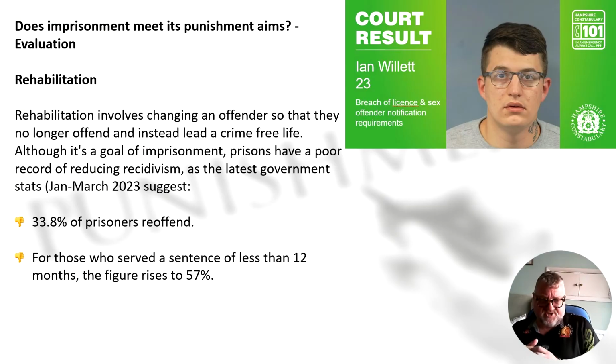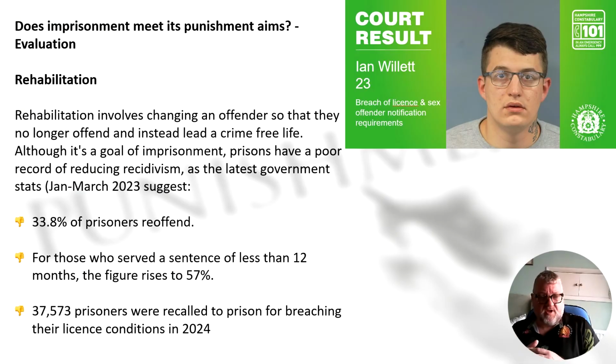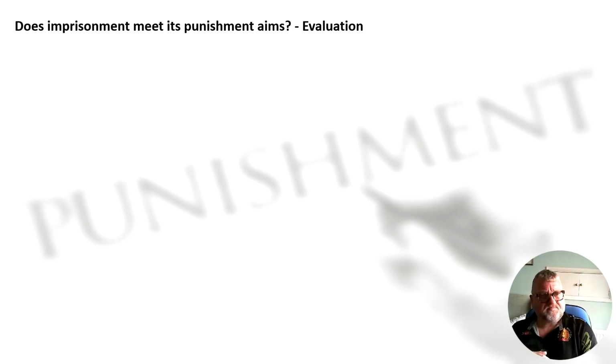For those who serve a sentence of less than 12 months, the figure rises to 57%. That is not good. And 37,573 prisoners were recalled to prison for breach of their licence conditions in 2024. That is also not good, and suggests that rehabilitation has not been effective for a large number of prisoners who've been put in prison. So prison, you could argue, doesn't work effectively at rehabilitating prisoners.